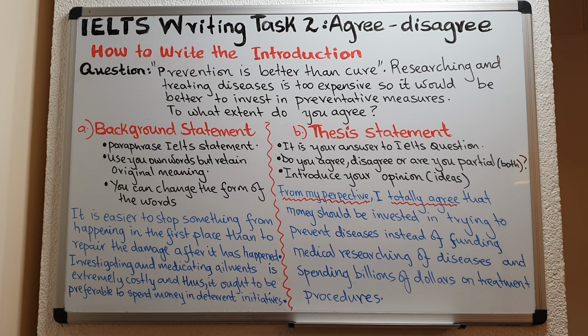The next thing is you decide which one. 1, do you agree? 2, do you disagree? 3, do you agree and disagree? Now, make it very clear. And that's why I have used the words I totally agree. I totally, that means 100%. I totally agree that... So after that, then I explain what I agree with. So from my perspective, I totally agree with the IELTS statement.